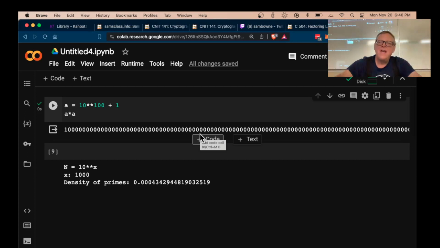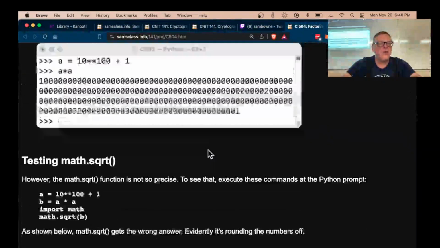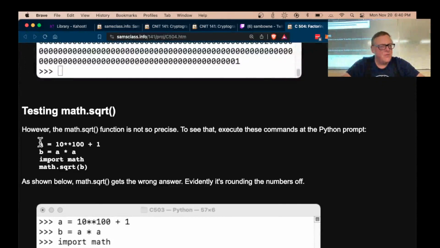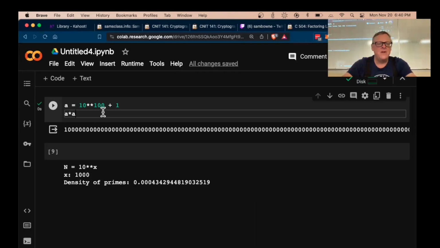So Python is infinitely accurate for integer arithmetic. You don't need a special precision library or anything. As long as you're using integers, it runs at 100% accuracy no matter how long the number is. But the square root function is not that good. So if I calculate that number, 10 to the 100 plus 1, squared, and then take the square root of it, let's see what happens.